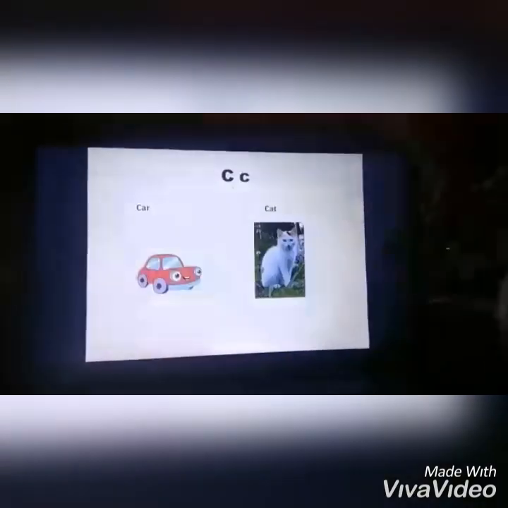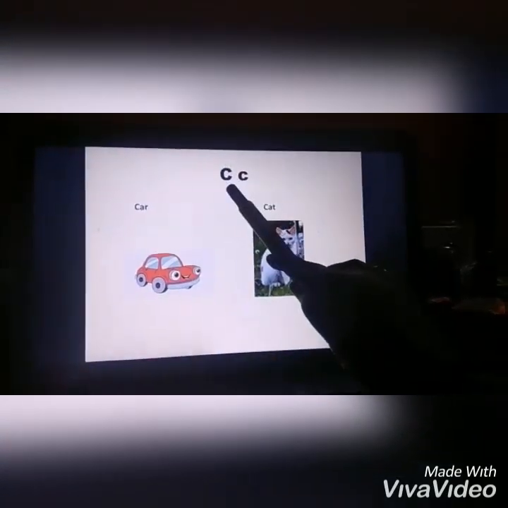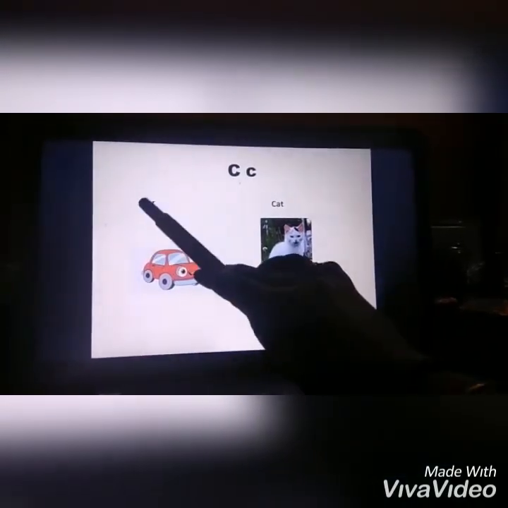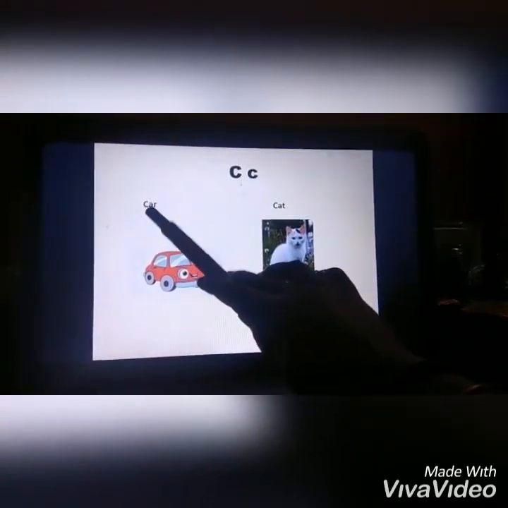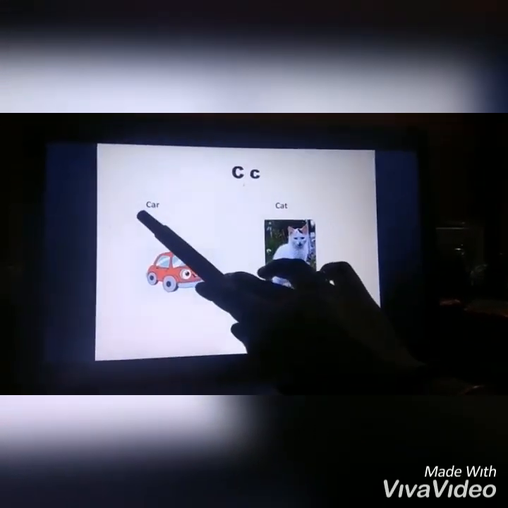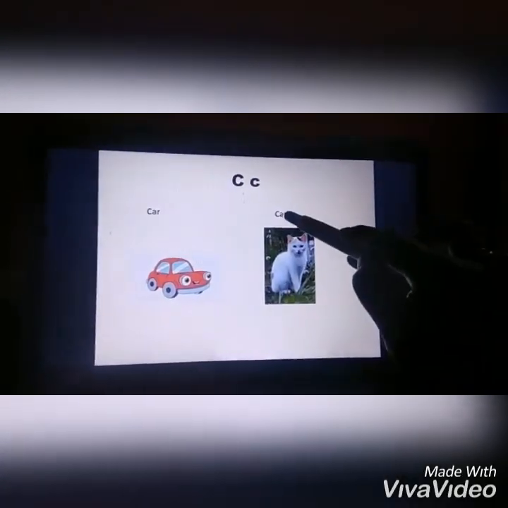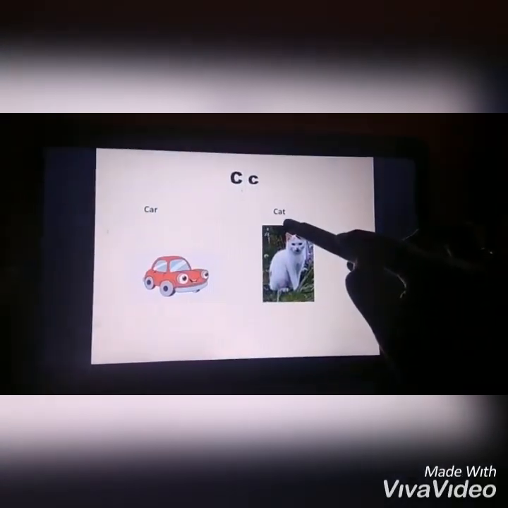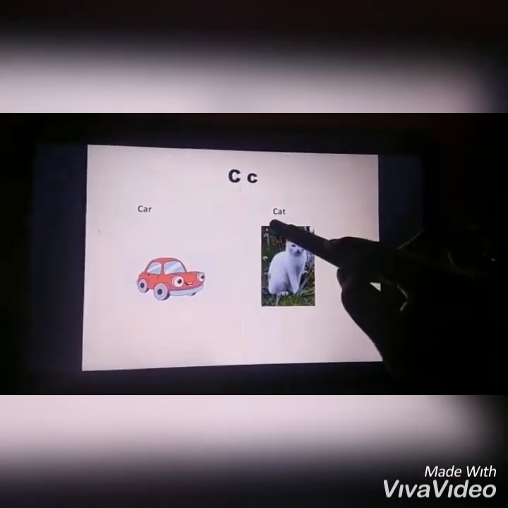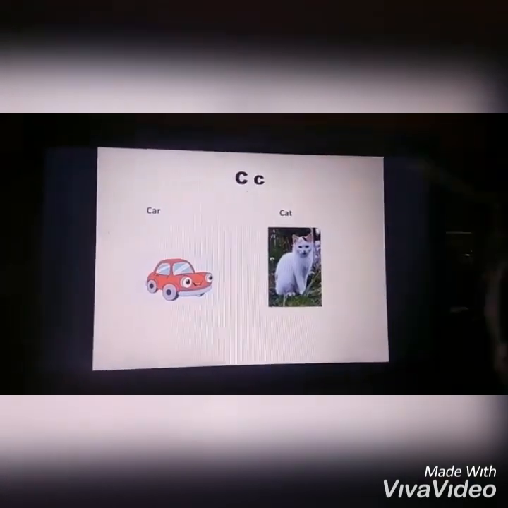Good. Next, C, car. Car spelling, C, A, R. Repeat after me. C, A, R. That is car. C, A, T. Cat.